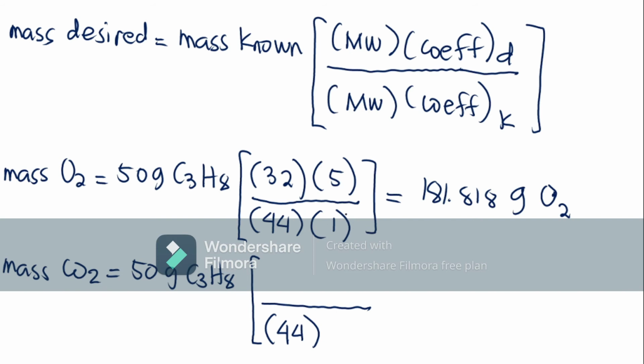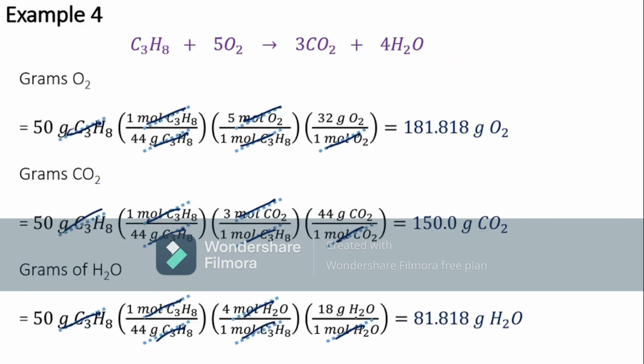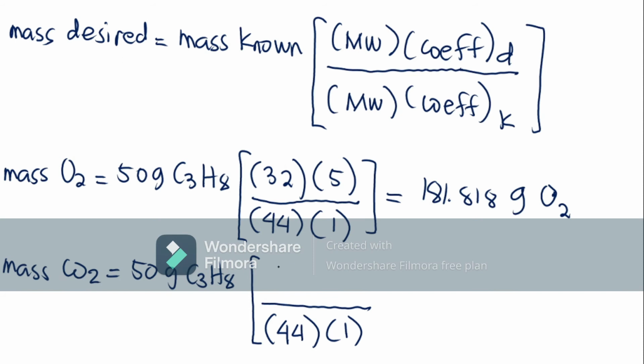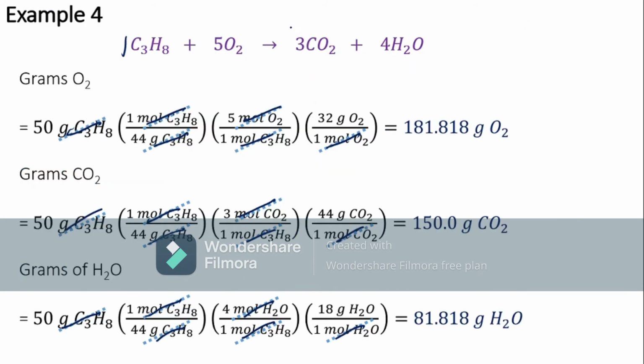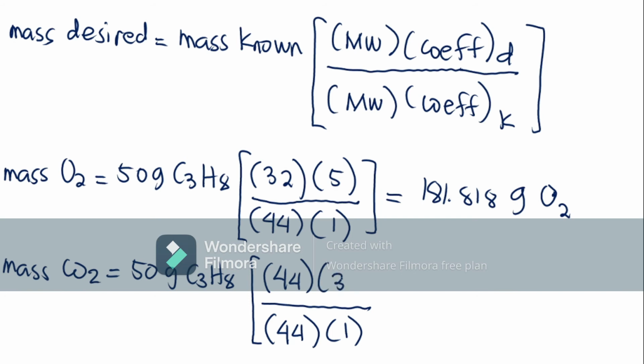Yung 1, yung coefficient niya in a chemical reaction, dito yan manggagaling, 1. Then, yung taas, ang molecular weight ng CO2, 44. Then, ang coefficient ni CO2 in a chemical reaction, this is 3. 3 CO2, so we have times 3. Okay? So, the final answer is 150 grams of CO2. So, that's it. That's for the amount of CO2.